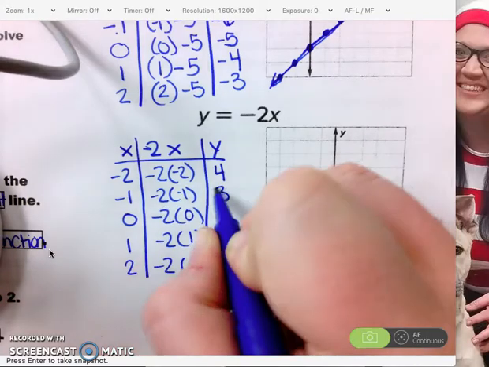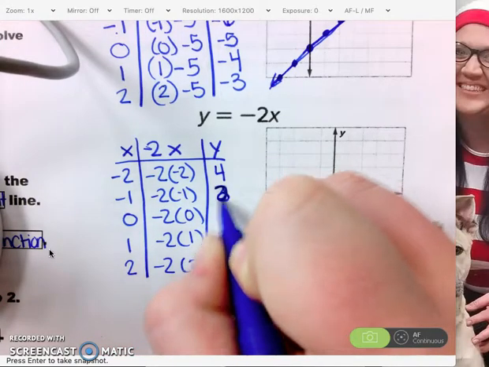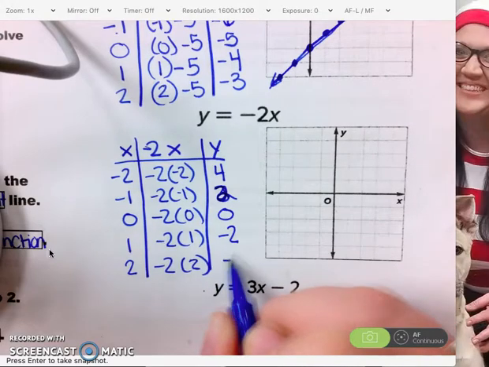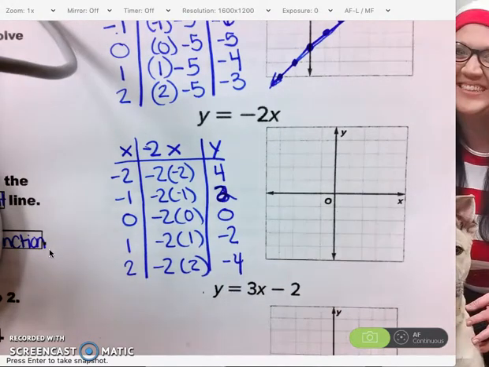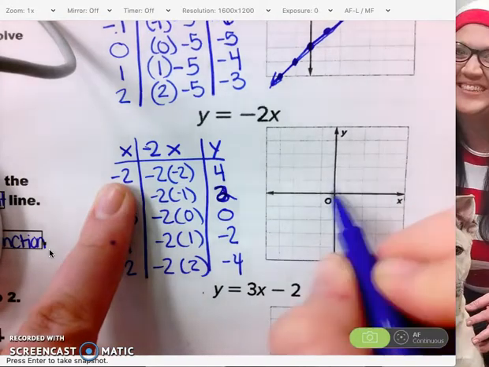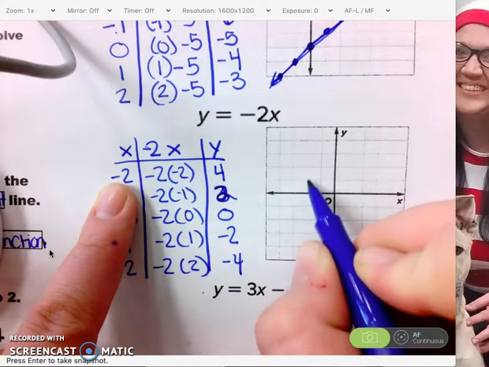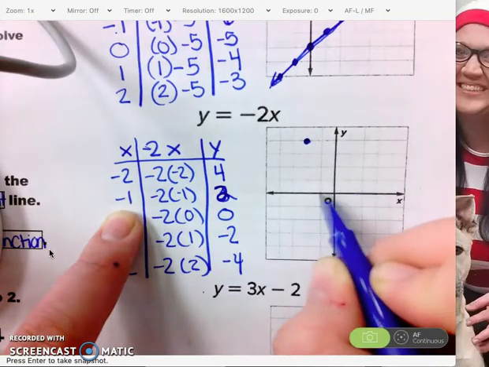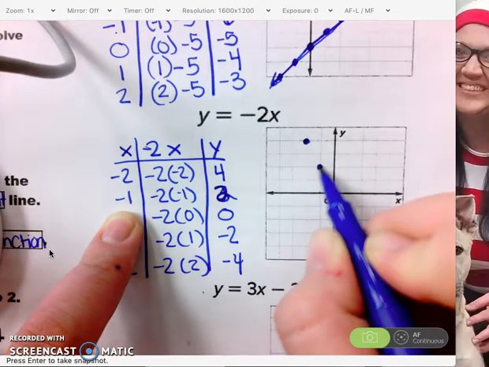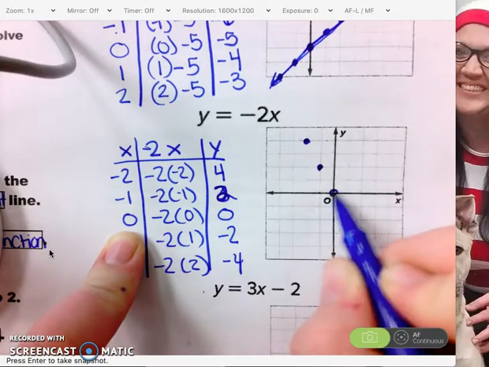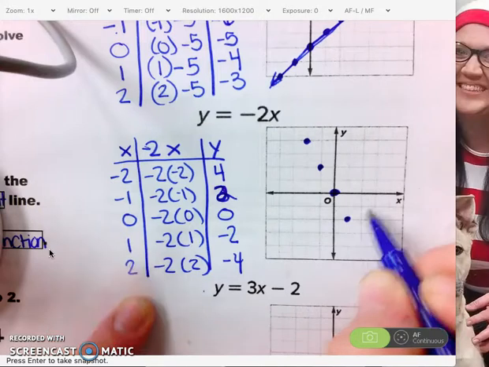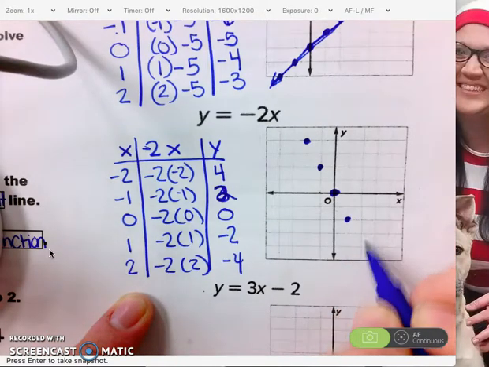Oh, whoops, +2, sorry. +2, 0, -2, -4. Okay, I want to plot these points, so over to -2 and up to 4. 1, 2, 3, 4. Over to -1 and up to 2. 0, 0, 1, -2, and 2, -4.